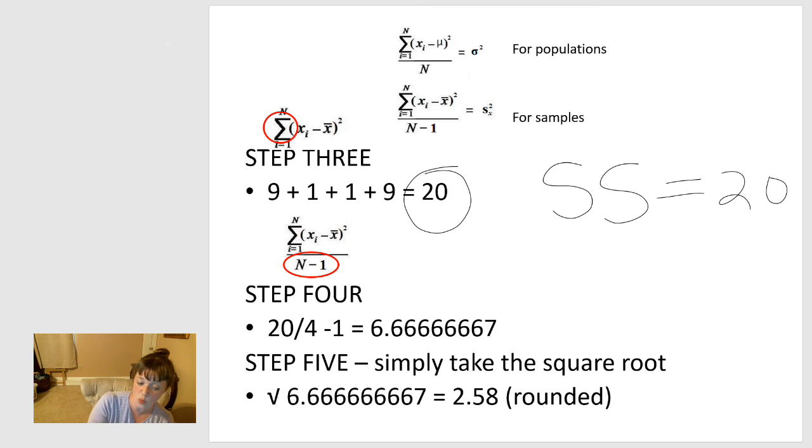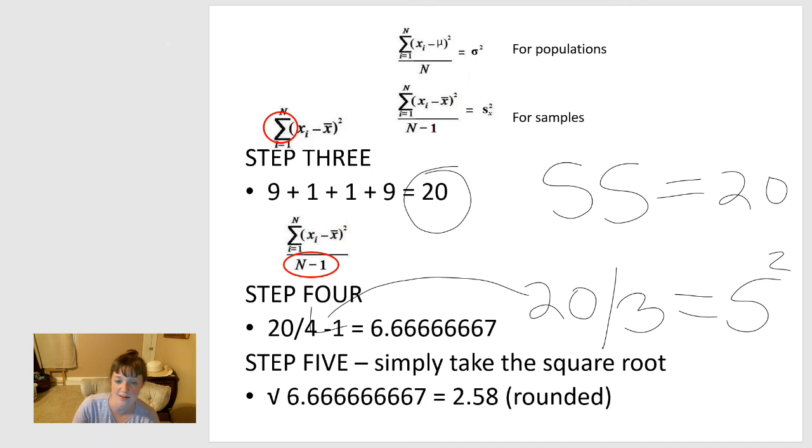20 divided by 4 minus 1. So 20 divided by 3 is 6.66666666667. And this is the variance, S squared. But I'm not done. I need the standard deviation. So I take the square root of 6.666666667. And so the standard deviation, S, is 2.58 if I round.